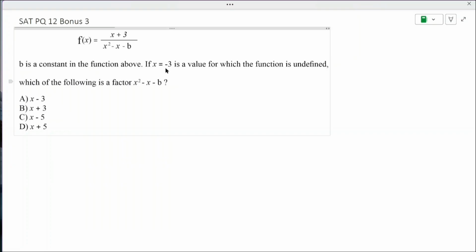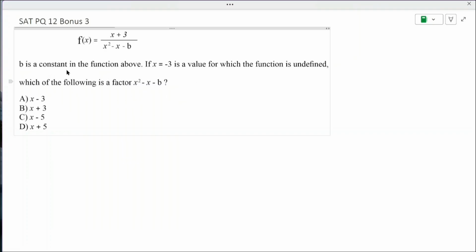Back to it. b is a constant in the function above. If x equals -3 is a value for which the function is undefined, which of the following is a factor of x squared minus x minus b? This question is not hard. It's all about finding the keywords. The keywords will point to the topics involved in forming this question, which would help us solve the question.